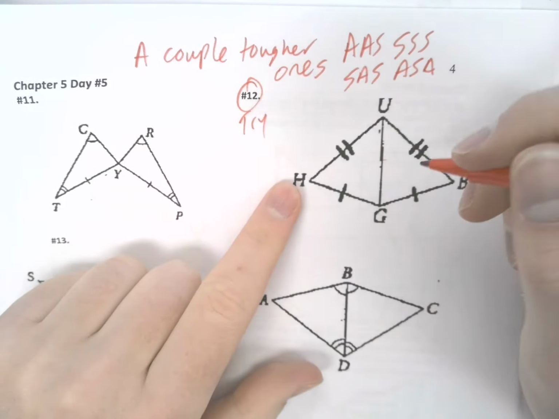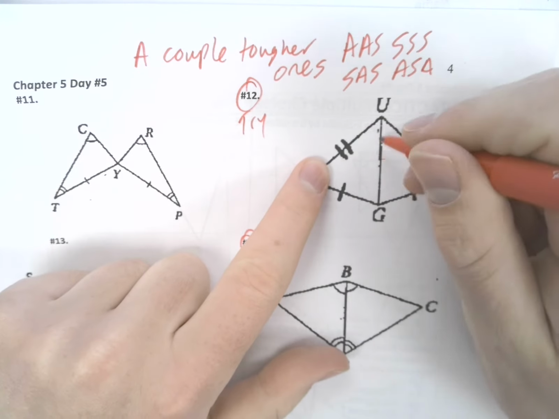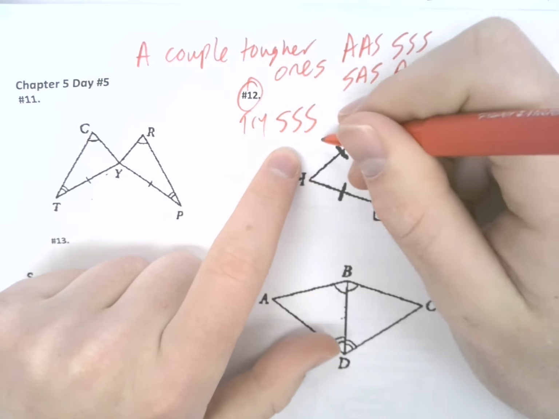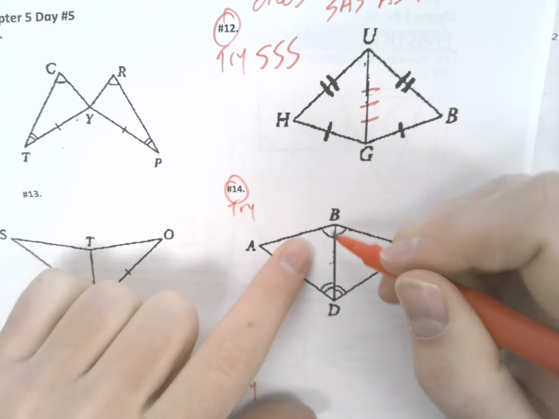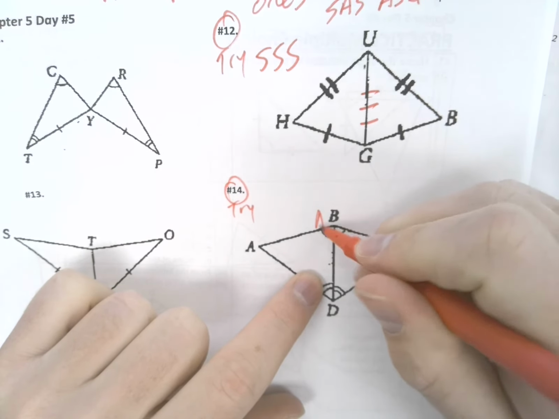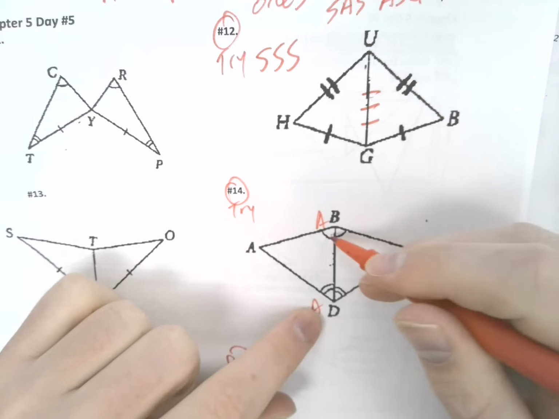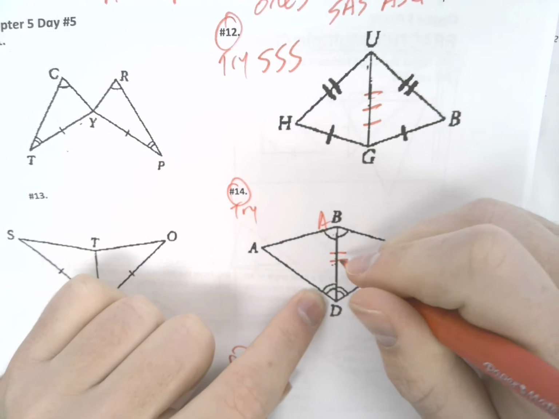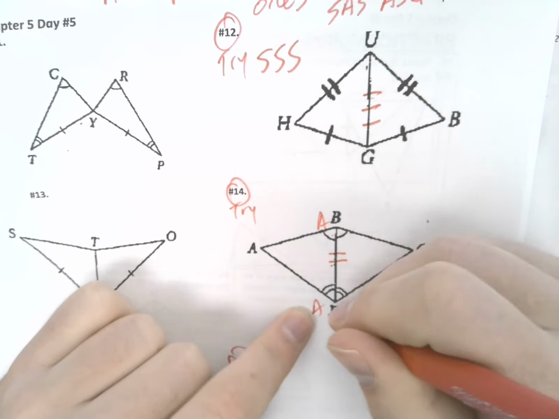Okay, number 12. We've got 2 sides, and it looks like they share a third side. So side, side, side. Number 14, we've got angles on both sides here. Problem is, that's just 2 pieces. But wait, in the middle, check it out. They share a side, so angle, side, angle.